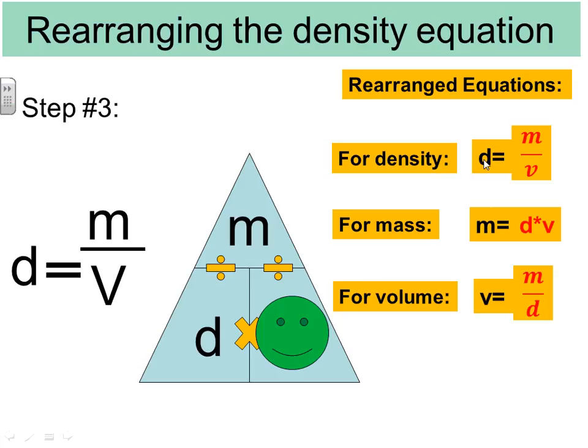If I have a question that asks me to solve for density, cool, I just take the mass divided by the volume. If I have a question that asks for mass, I know I need to take the density times the volume. And if I have a question that asks for volume, I take mass over density.